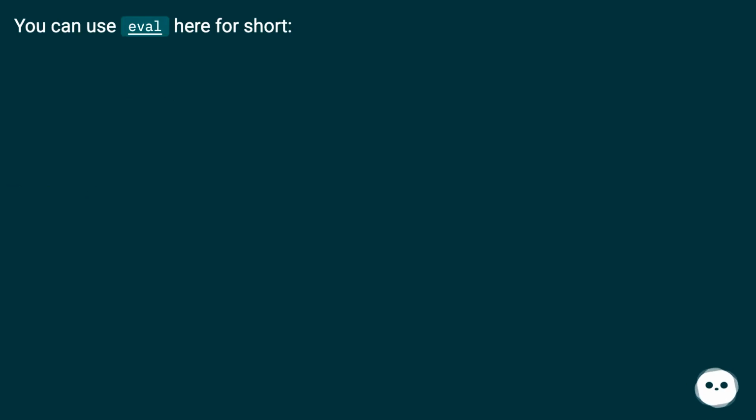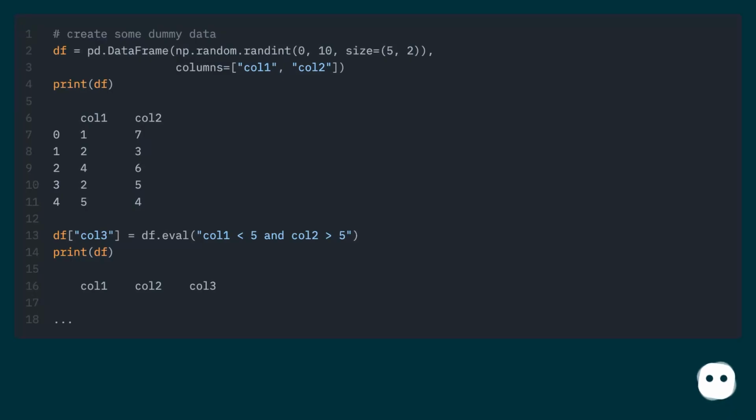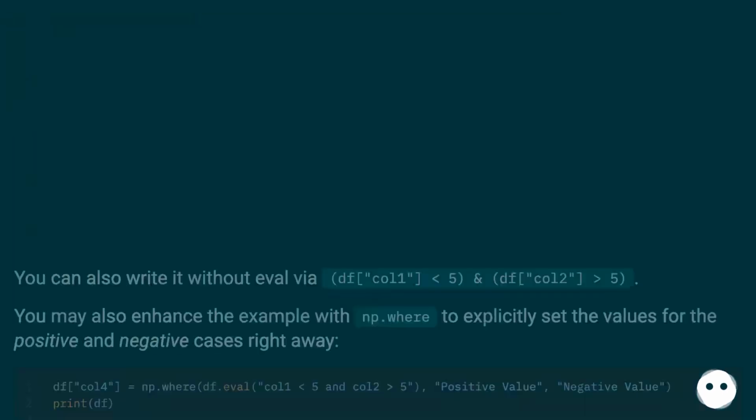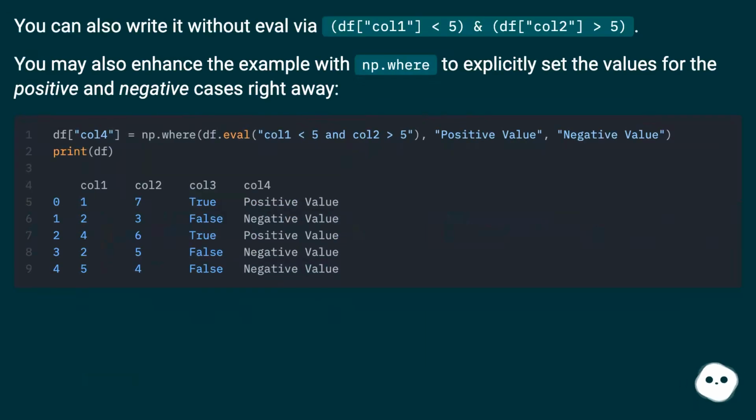You can use eval here for short. You can also write it without eval via df col1 is lower than 5, and df col2 is greater than 5. You may also enhance the example with np.where to explicitly set the values for the positive and negative cases right away.